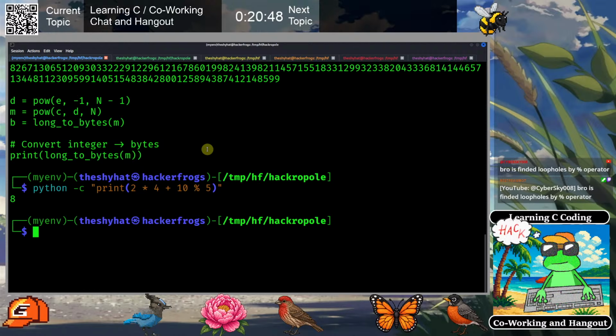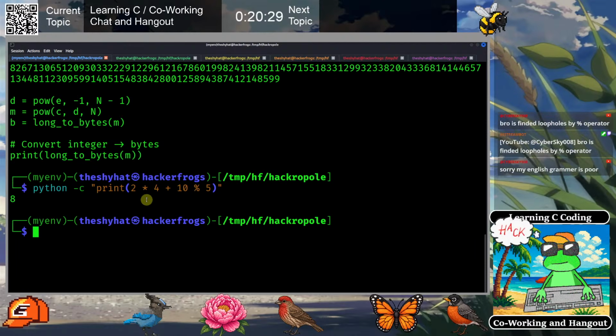I'm finding loopholes with the modulo operator. I mean, these are the operators that are given to us. What else could it be in this case? So we've got a 2, a 4, a 10, and a 5, and we need to get 8. How else could we do it? I mean, if you guys want to give suggestions, I'm happy to hear it. No worries about your grammar. It's fine.